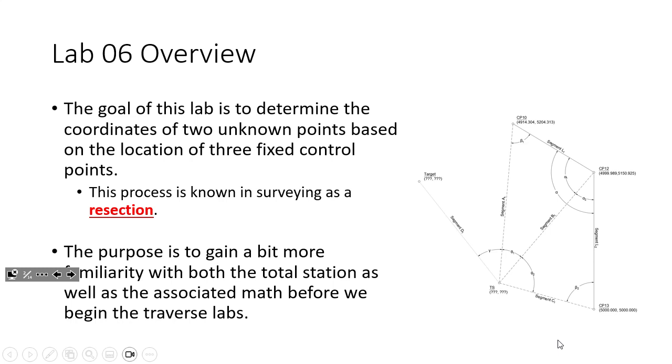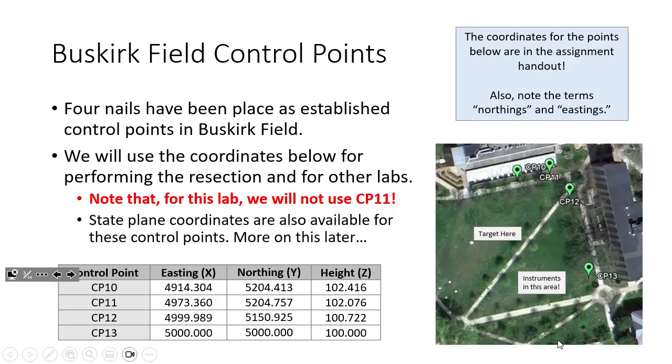Now this lab has 2 purposes. Again, it's to gain a little more familiarity with the equipment, namely the total station, and also with the associated math before we begin the traverse labs. There is a good chance that during this lab you might trip up and record a data point wrong, and that's okay. This is sort of the first training wheels off lab with the total station. And that's okay, because I want you to shake the rust off this week so that when we start the traverse next week, we have a little more familiarity with things.